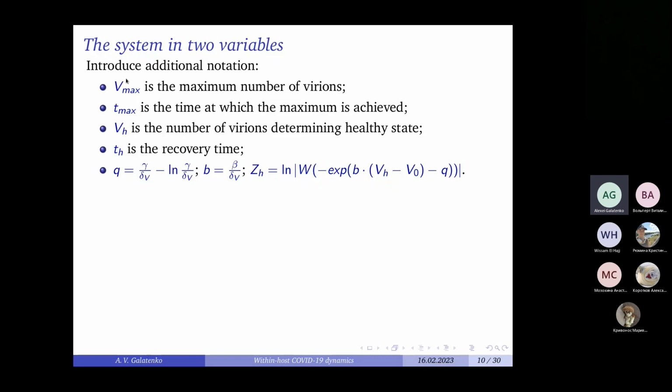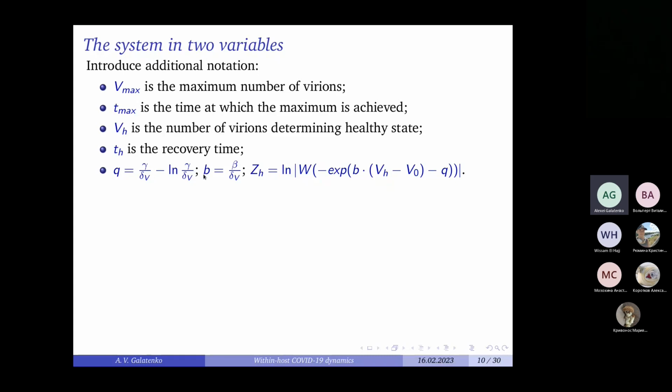These two parameters play an important role in the research by Ivanami, for instance. It determines the optimal time of treatment. Assume that V sub H is some threshold which defines the healthy state. If the number of viruses is below this threshold, V sub H, then we say that the person is healthy. The number of viruses is negligible. And T sub H is the recovery time, the time when the number of viruses drops below this threshold.